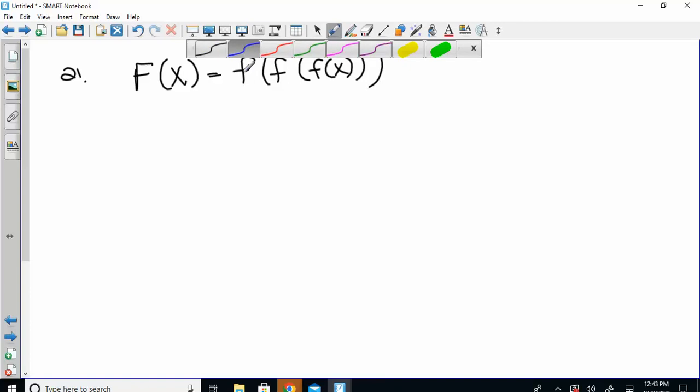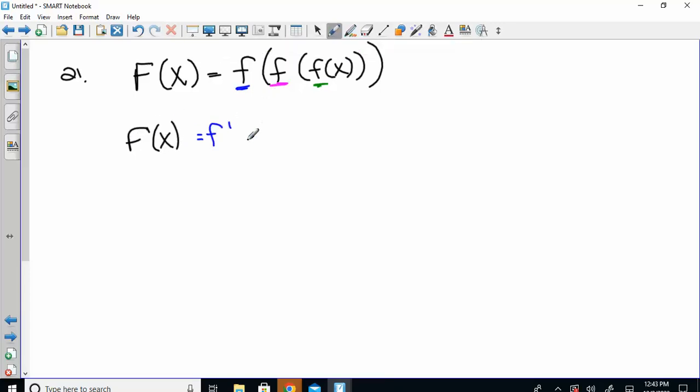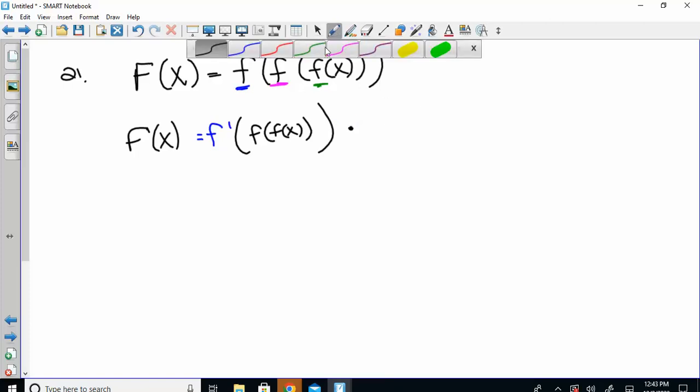So let's talk about this derivative. We have 3 different layers here. So we're going to do the chain rule, but we have to work our way in. So we start on the outside. Derivative of the outside will be f prime, and the inside stays the same. Work our way in. Times derivative of the inside, so I'm on the pink one now.